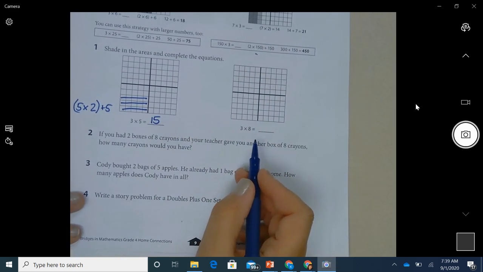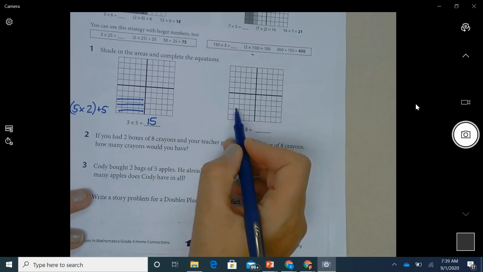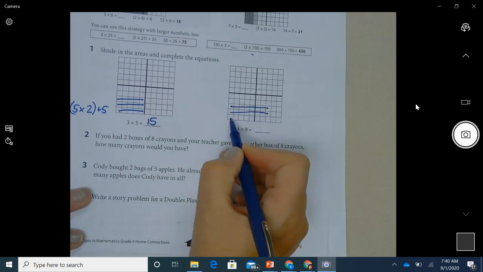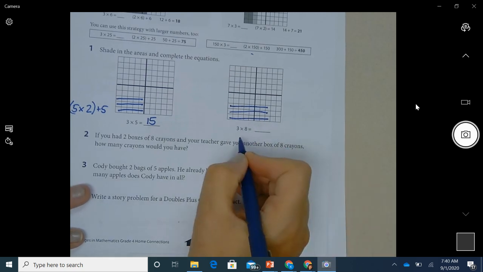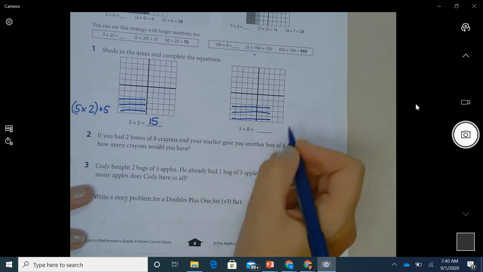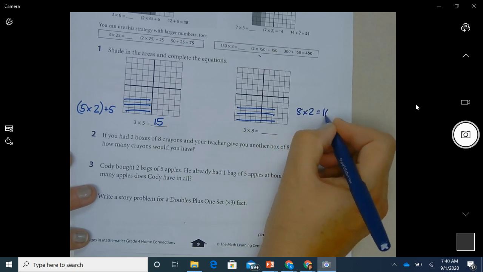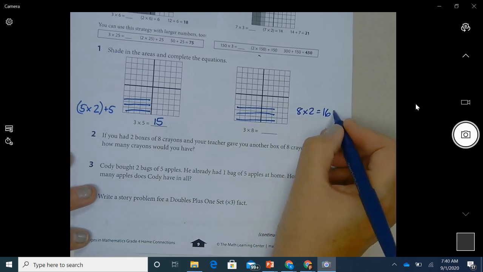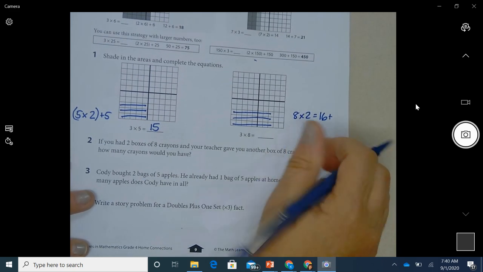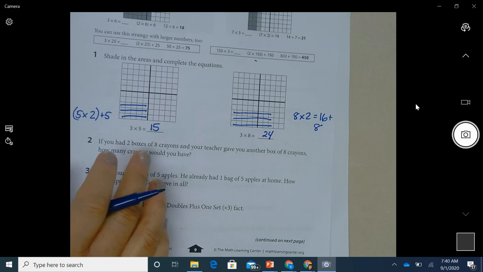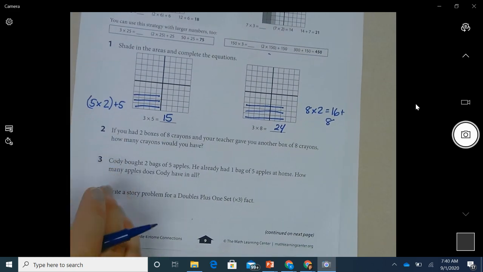And then here's 3 times 8 as well. So I'm going to color in 3 times 8 here. And then I can double 8. So 8 times 2 is 16. And then when I add one more, plus 8, I'm running out of room, I know that that's 24. So I can use that strategy for any multiplication problem.